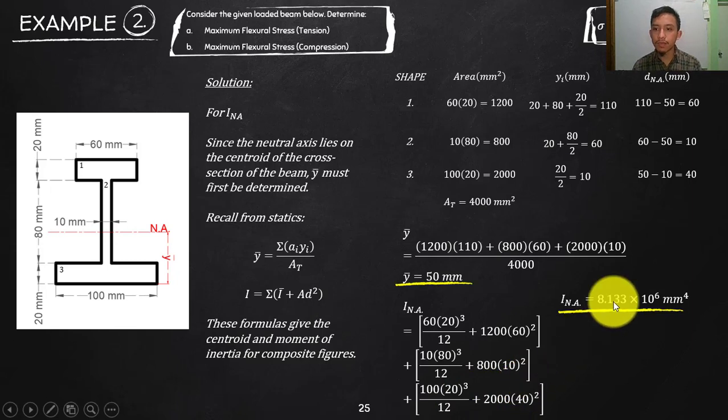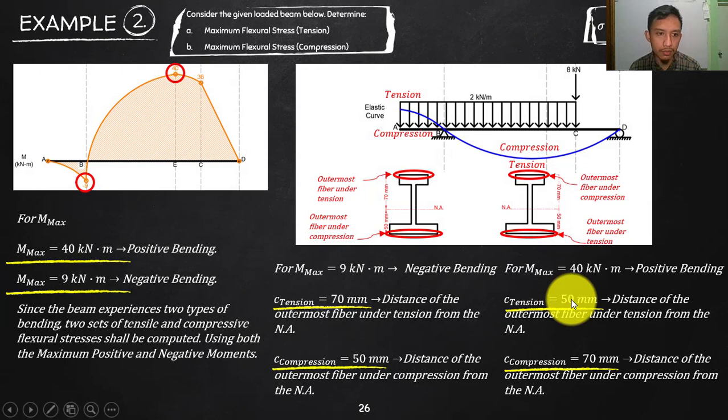Okay, so that will give us an entire moment of inertia for the entire section of 8.133 times 10 raised to 6 millimeter raised to 4. So that is the I that we will be using. So we need to investigate again the maximum negative moment and the maximum positive moment. Again, these are your values for this. By the way, this C on top is 70 and C below, we solved that one to be 50.